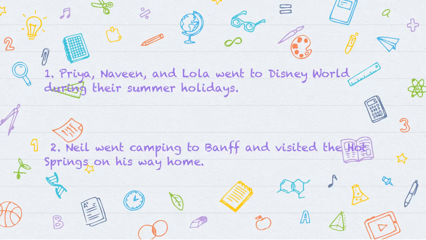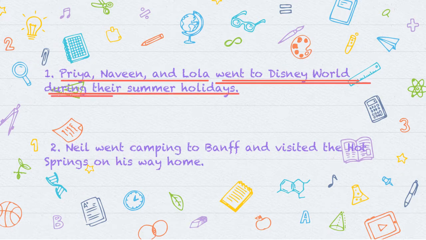Try these next 2 sentences yourself. Underline the subject with a single line and the predicate with a double line. Remember, they may have a compound subject or a compound predicate. Let's mark them together. Number 1. I notice that there is more than one subject in this sentence. Priya, Naveen, and Lola. Therefore, this would be my compound subject. My predicate would be went to Disney World during their summer holidays.